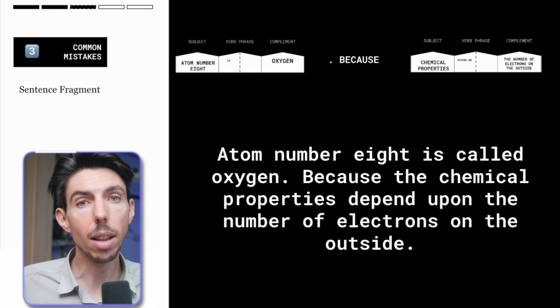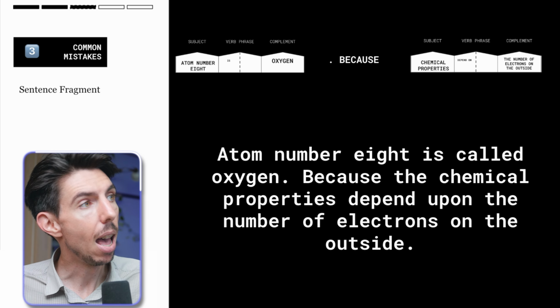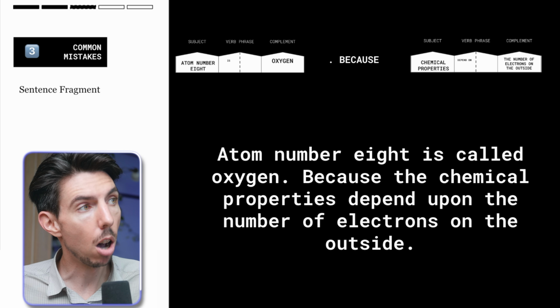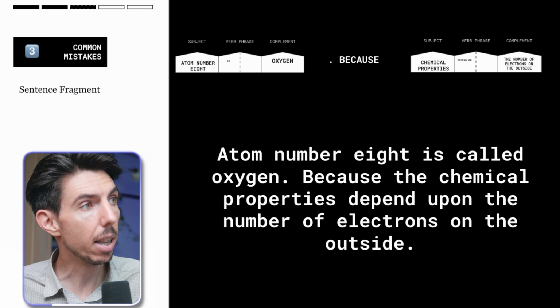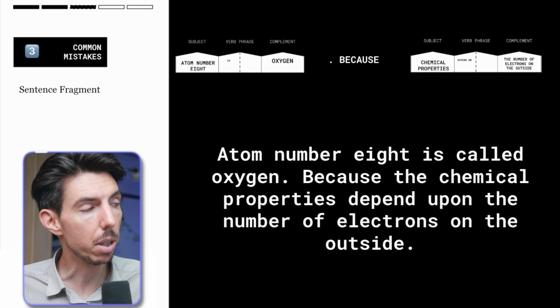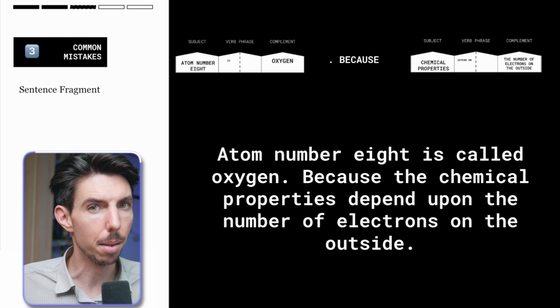And the last one is called a sentence fragment. So we say, atom number 8 is called oxygen, period, because the chemical properties depend upon the number of electrons on the outside, period. What's wrong with that?